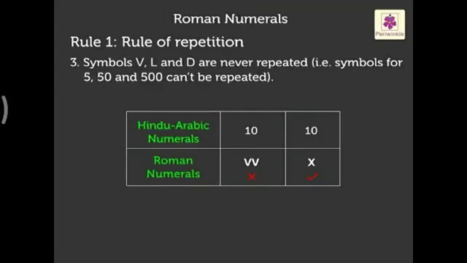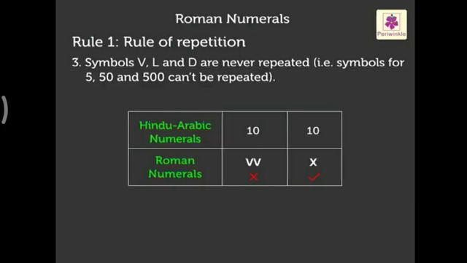Next, rule of repetition, step number 3. Symbols V, L and D are never repeated. That is, the symbols for 5, 50 and 500 cannot be repeated. For example, for the number 10, we can't write VV. For the number 10, we write X. This is correct. Did you understand, children? This is rule of repetition, 3 steps.